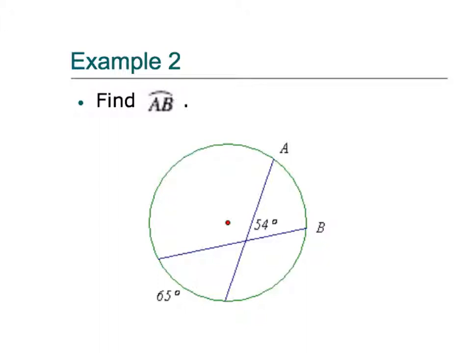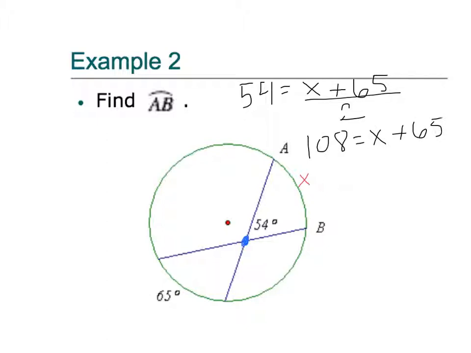Example 2. I've got an inside angle. It's given to me, though, it's 54 degrees. It looks like they're asking me for arc AB. So, back up to the formula. I know the inside angle is equal to the sum of the intercepted arcs, x plus 65, divided by 2. Multiply both sides by 2, and I get 108 equals x plus 65. Subtract 65 from both sides, and I get x equals, beautiful, 43.